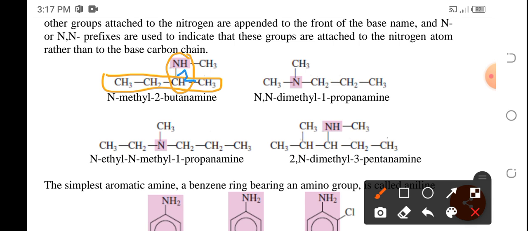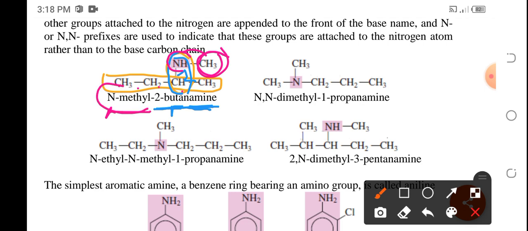The name of this parent chain is 2-butanamine. Butanamine, indicating that there are 4 carbon atoms. Butane supposed to be, but we are dropping the E and adding the suffix amine to denote that there is a functional group of NH2. What is not included in the 2-butanamine is the substituent CH3. But this time, the CH3 is no longer attached to the parent chain. Rather, it is attached on the nitrogen. So, we have to make use of a locant N to denote that the methyl group is attached on the nitrogen. So, therefore, the name is N-methyl-2-butanamine.